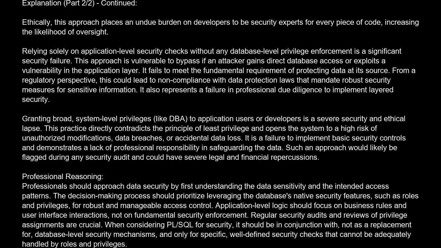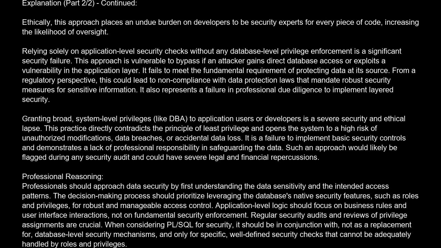Relying solely on application-level security checks without any database-level privilege enforcement is a significant security failure. This approach is vulnerable to bypass if an attacker gains direct database access or exploits a vulnerability in the application layer. It fails to meet the fundamental requirement of protecting data at its source. From a regulatory perspective, this could lead to noncompliance with data protection laws that mandate robust security measures for sensitive information. It also represents a failure in professional due diligence to implement layered security.